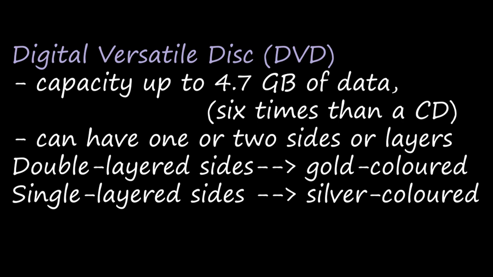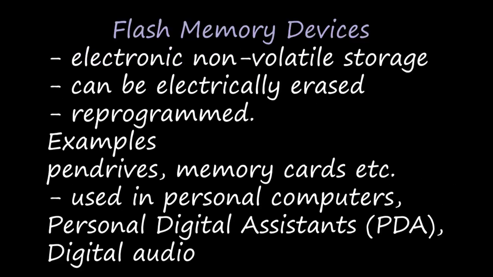Okay, and next we are going to see about flash memory. Flash memory is an electronic, non-volatile computer storage medium. It is a non-volatile memory, an electronic or solid state storage medium. This can be erased electrically and programmed again. These are either electrically erasable programmable read-only memory or erasable programmable read-only memory.